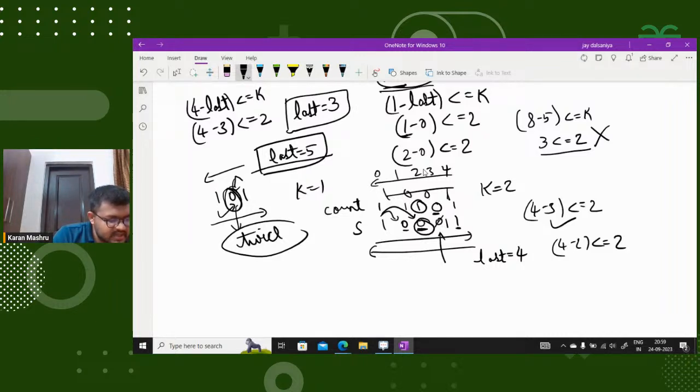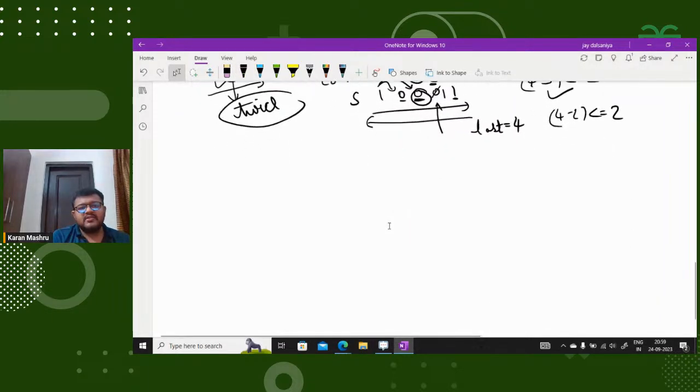What is the reason behind doing it from right to left? See here, one person who is infected can infect persons on the left hand side as well as on the right hand side. Let us consider this case 1001, and my k is 1. When I run from left to right, I'll say that this person can infect this one. But this person will not be counted as infected, because on the left hand side of it, the nearest infected one is at a distance of 2. So that cannot infect this person.